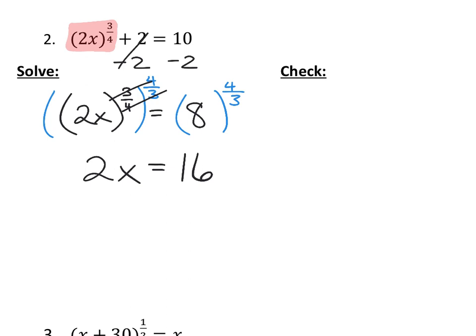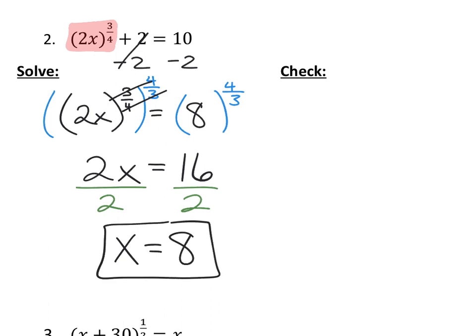And then we just divide. Very good. The last step is to divide by 2 on both sides so that we get x by itself. And x would be equal to 8. But just to ensure that this is not an extraneous solution, we do still have to check our work.